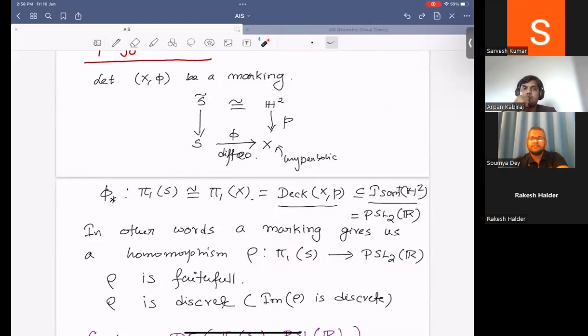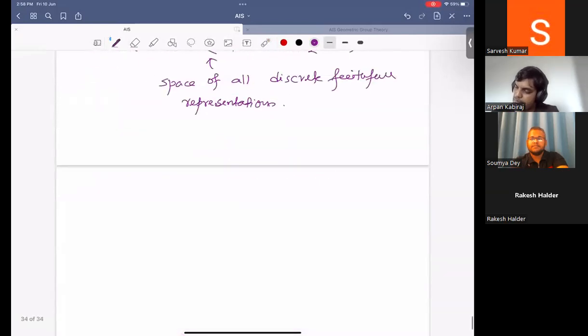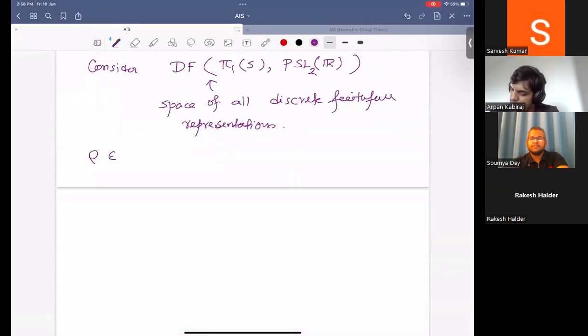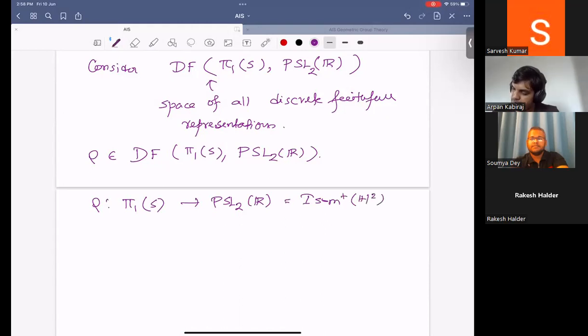The right answer is isometry of H2, therefore it acts on H2. Right, exactly. So suppose you take a rho from discrete faithful representations of pi1 S to PSL2R. Then rho will give you a homomorphism from pi1 S to PSL2R. This is nothing but isometry of the upper half plane. So then you can take this action via rho.